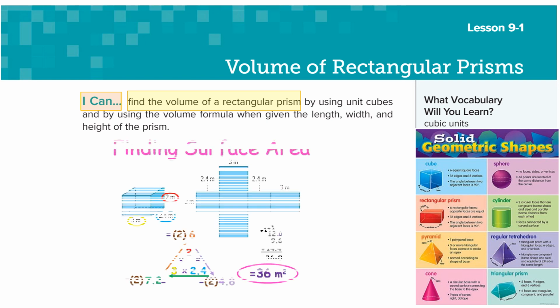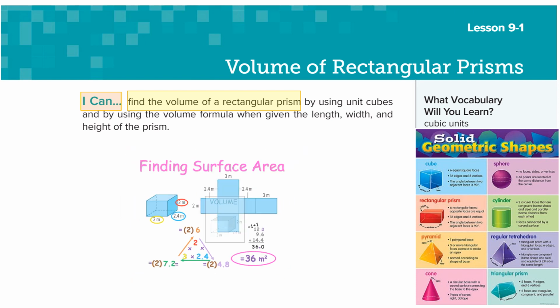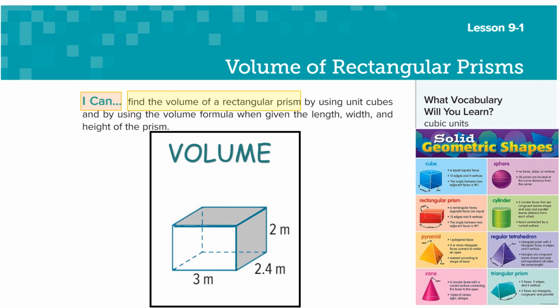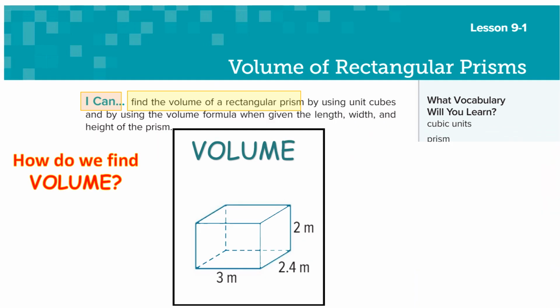But we want to look at what we just did in the last 3 lessons in unit 9, and that was finding the surface area by using nets of three-dimensional shapes. But now, instead of finding the surface area, we're going to talk about those three-dimensional shapes and see how much it takes to fill one up. That's what volume is. How much will it take to fill up that shape completely? So now the question becomes, how do we do volume?